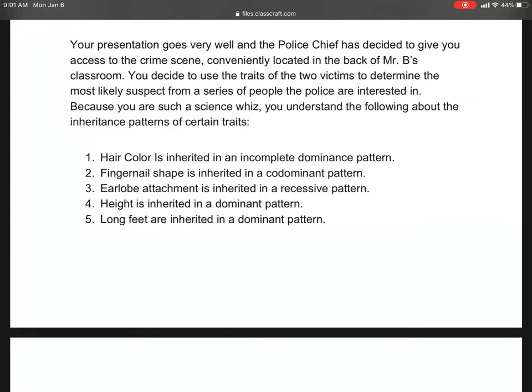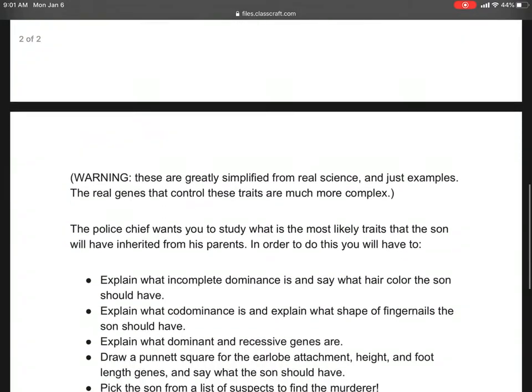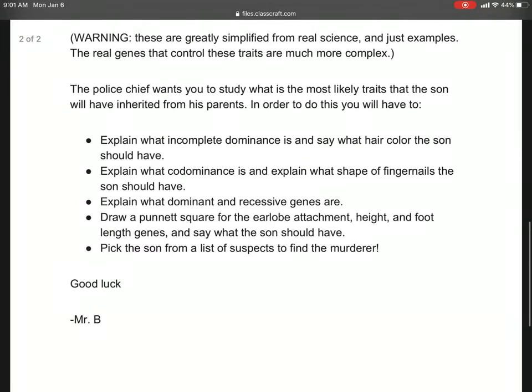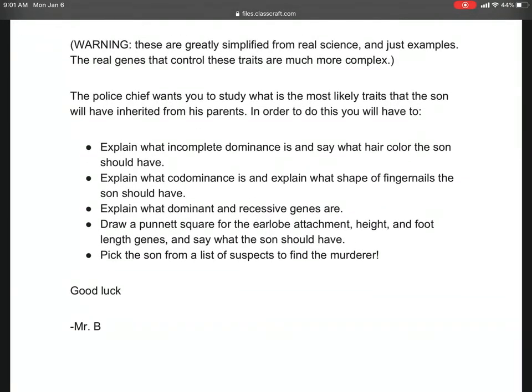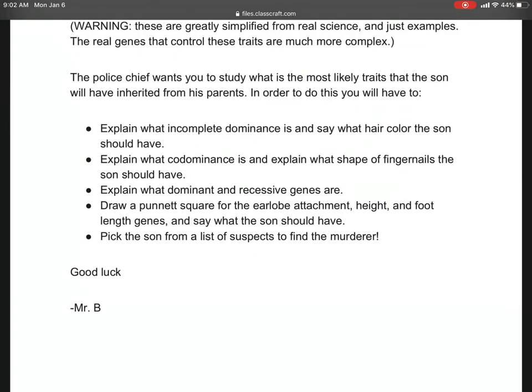So hair color is incomplete dominance. Fingernail shape is codominance. Earlobe attachment is inherited in a recessive pattern. Okay, so you have to learn what all these things are. Height is inherited in a dominant pattern. Long feet are inherited in a dominant pattern. Okay. So that's what those are. Then you're gonna figure out what traits the two victims have. The back of the classroom will tell you more about how you can determine that, how they are measured, all that certain thing.